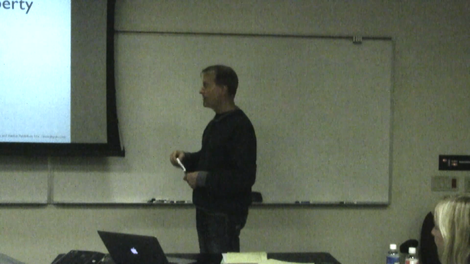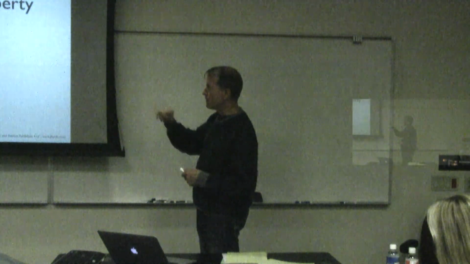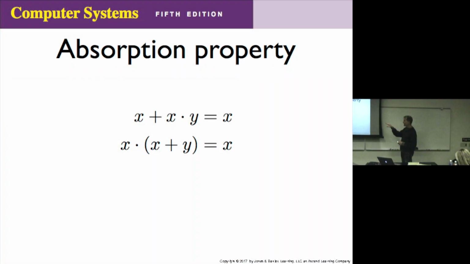Now here's the absorption property: x or x and y. Notice we don't need the parentheses around the x and y because it has higher precedence. And that equals x. This should be familiar to you from formal methods. And then we have x and parentheses x or y equals x. These are theorems you can also prove.